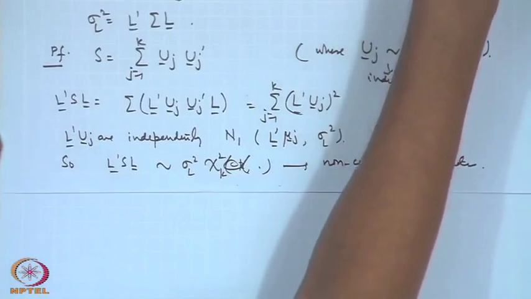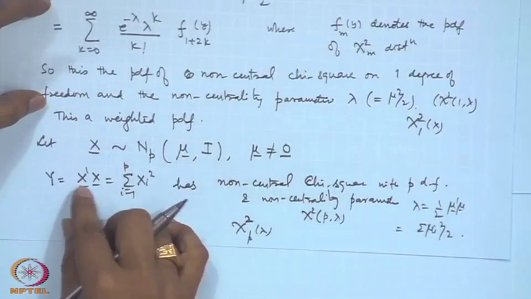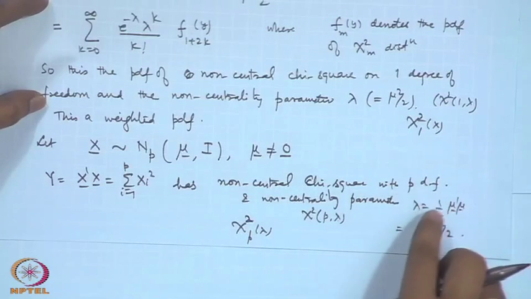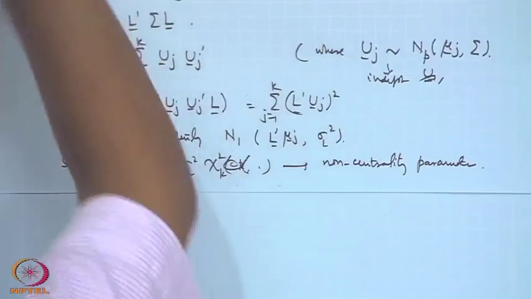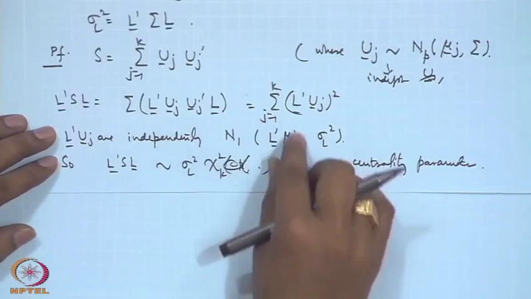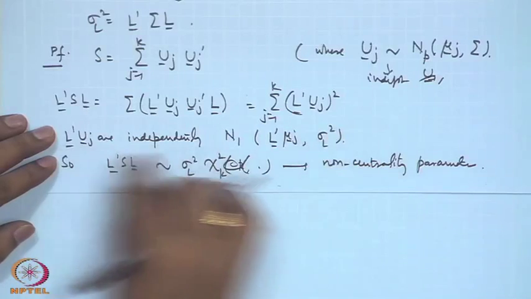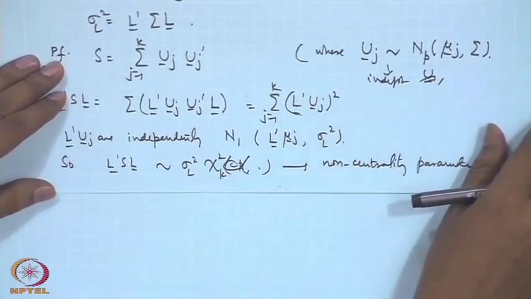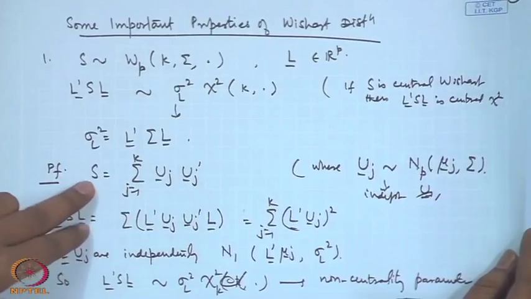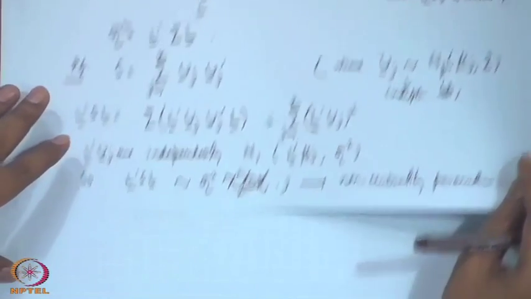As we discussed in the previous lecture, if x follows N_p(mu, I), then x prime x has a non-central chi square distribution with p degrees of freedom, and the non-centrality parameter is given by summation mu_i square by 2. If we use this, because L prime u_j's are univariate normals, and we have put sigma_L square, if I divide by that, then that will come here. So this result follows. Now, if my original Wishart is central, then M will be 0. So expectation of y will be 0, so chi square will be central.